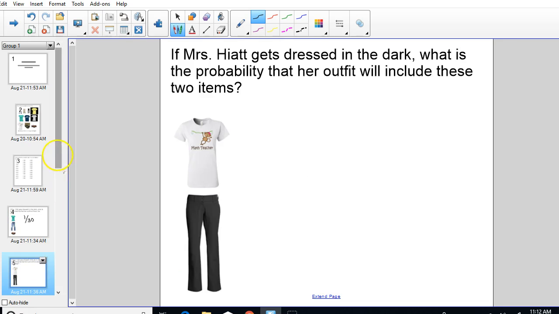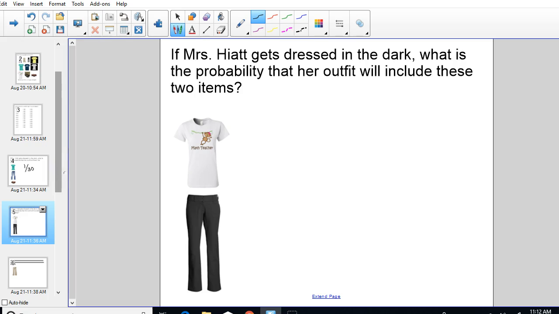What is the probability that if I get dressed in the dark, my outfit will look like this? Or will include these items, I guess. Because what am I missing here? Shoes. So I could have this outfit with black shoes or this outfit with brown shoes. So 2 out of 30. Or we could reduce that to be 1 out of 15. So there would be a 1 out of 15 chance that I would come to school with this outfit on.